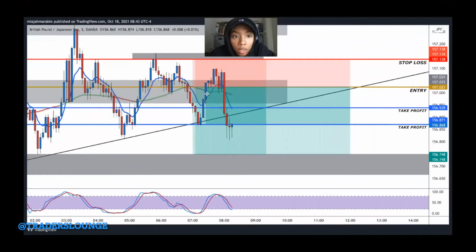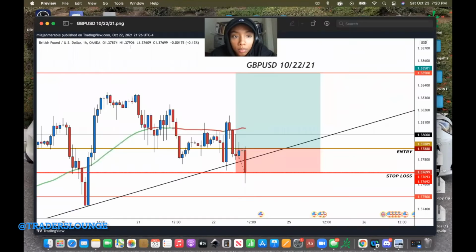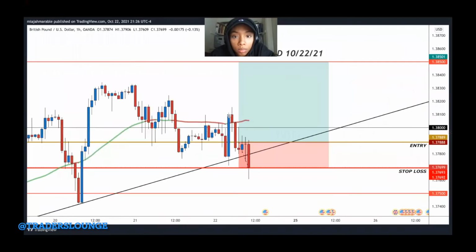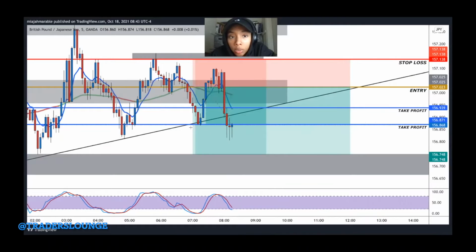So this is the one that I took on the 18th. I think we won this trade. I took this on Monday, did a live on Monday. Okay, so I entered here, as you guys can see. It's kind of hard with this, it's not really a mouse. But I entered here.